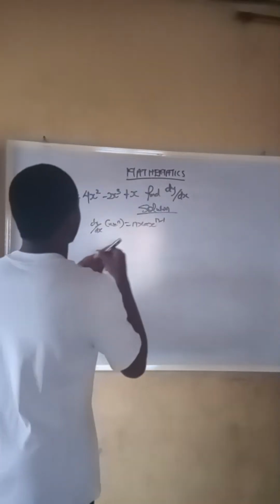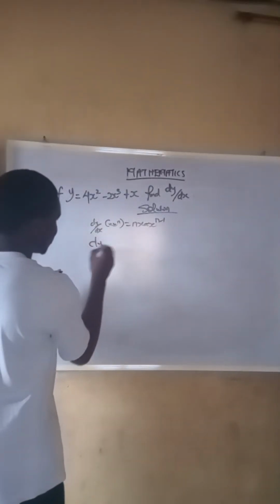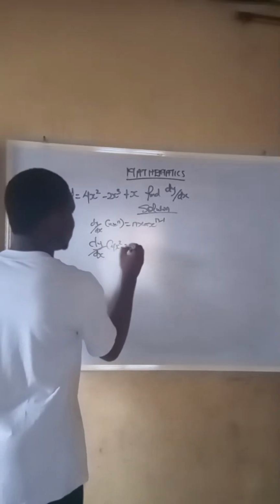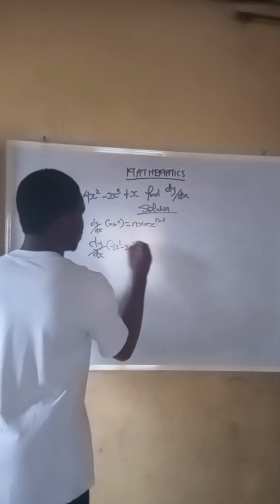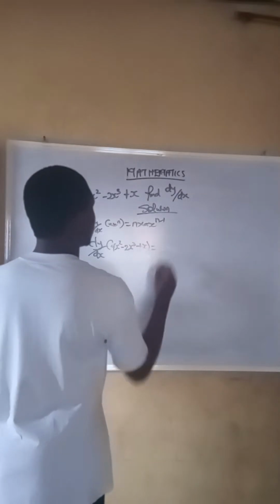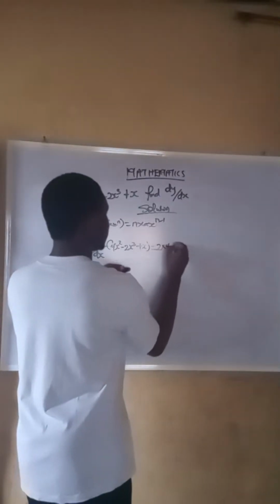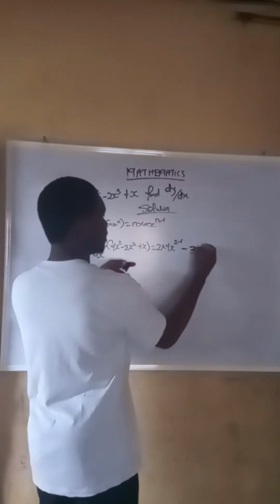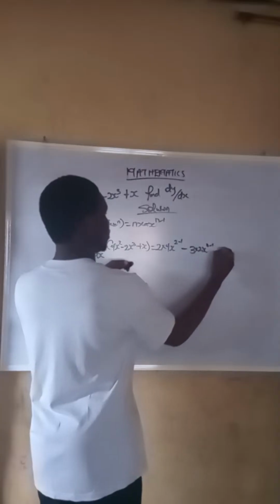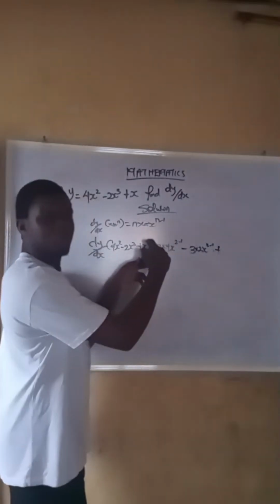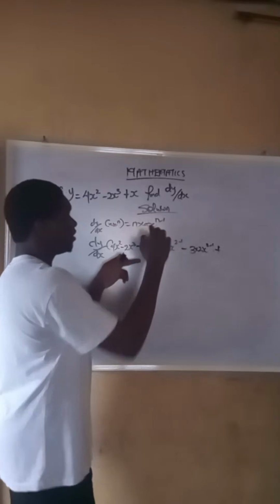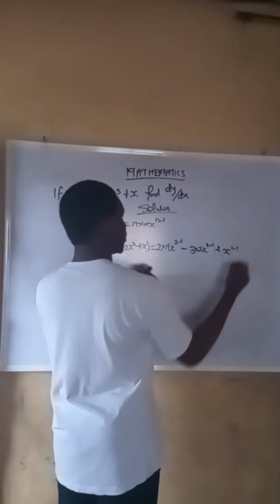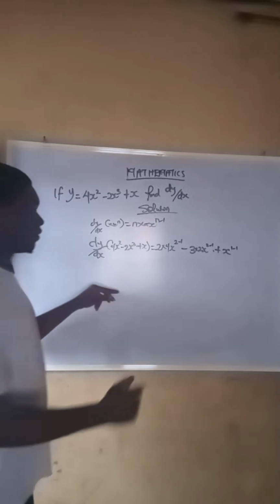So now let's go. We have y is equal to, so dy over dx of this function, 4x squared minus 2x cubed plus x, is equal to 2 times 4 times x to the power of 2 minus 1, minus 3 times 2x to the power of 3 minus 1, plus x, which automatically has the power of 1 here, right? An invisible power of 1. So you have 1 times x to the power of 1 minus 1, right? So look at this. Following, let's go.